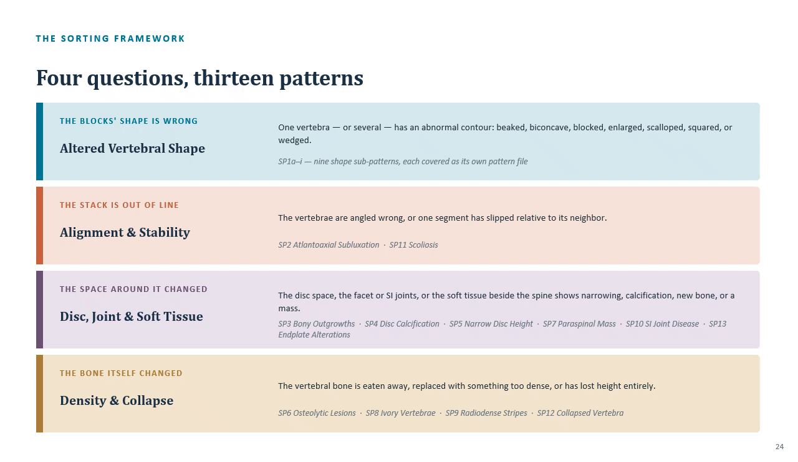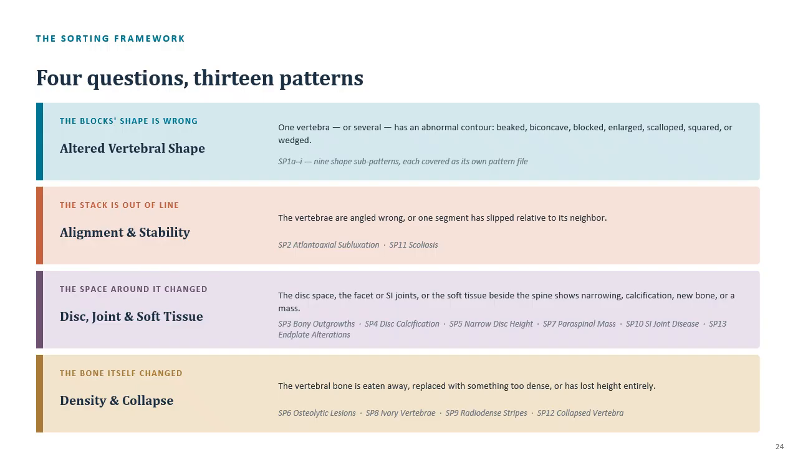The second group is, is the spine out of alignment, like we see with things like scoliosis? Or is there a vertebra that has shifted out of position in some way? The third group is we're going to look at the spaces and also the structures around the vertebrae, and that includes the joints, and that also includes the intervertebral discs, those cushions that sit in between.